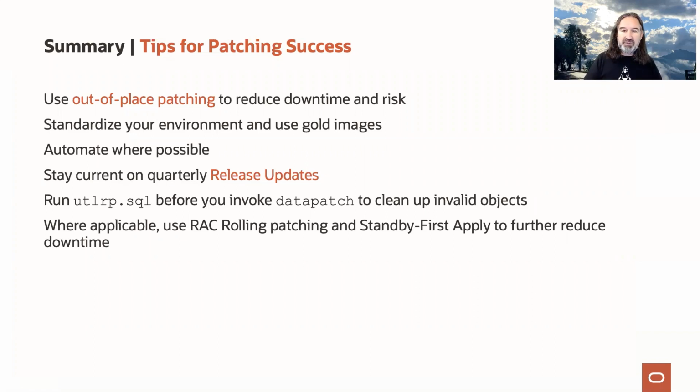Run utlrp before you invoke datapatch, especially in large environments. This cleans up invalid objects and datapatch will run much, much faster. And just one thing I forgot to say before. When you apply OJVM, the database does not have to be in upgrade mode. Okay? Go to the upgrade blog if you don't believe it. It's still, I think, very hard to understand in the README for OJVM. And where applicable, use RAC rolling patching, standby first apply to further reduce the downtime.